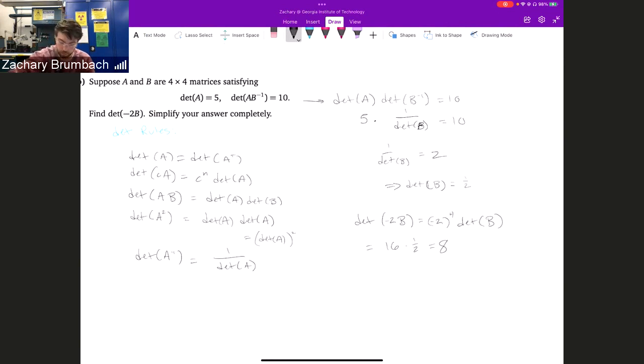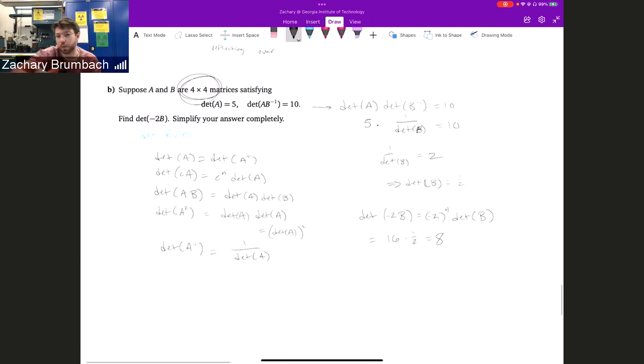Questions on this one? Why is n 4? N is 4 because it states in the question that it's a 4 by 4 matrix.